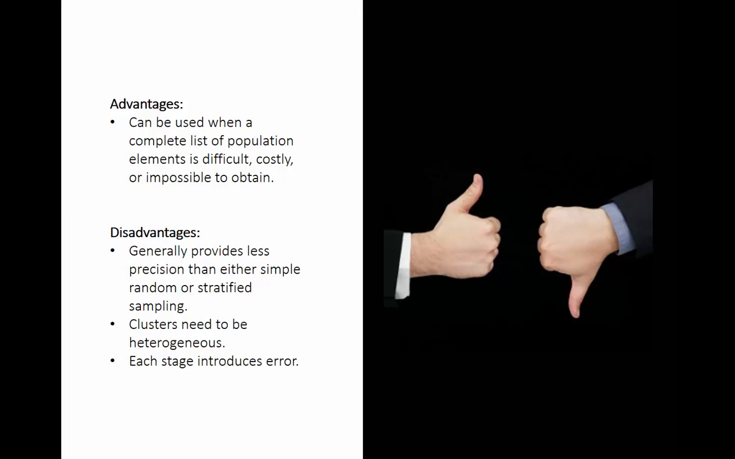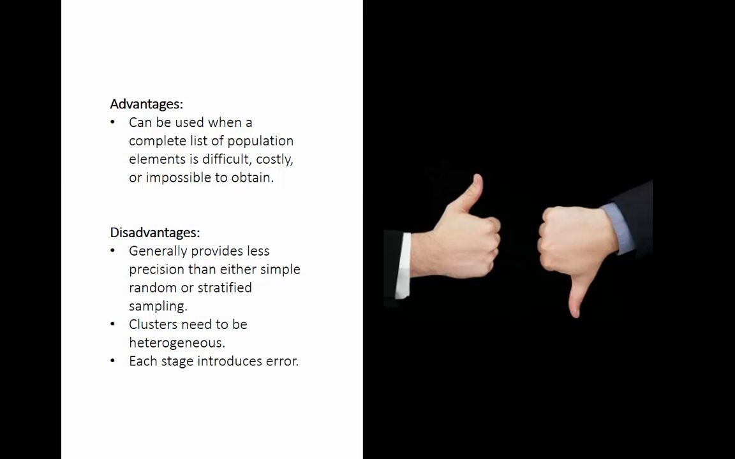That doesn't mean that individuals don't have a predefined probability. I know there are that many city blocks, and I know there are that many people living in these houses. Although I don't know where everybody is living, I can say, okay, with that probability choose that city block, with that probability then choose the second floor, and so on and so forth. So that's an advantage. Disadvantages can be generally less precision than other sampling strategies. Clusters need to be heterogeneous, especially when you only have one stage.